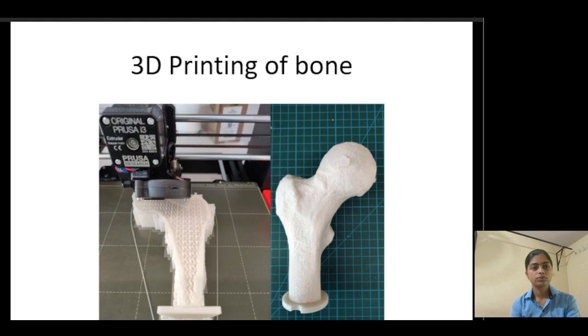So, this is also 3D printing of bone. It is scaffold-based 3D printing.